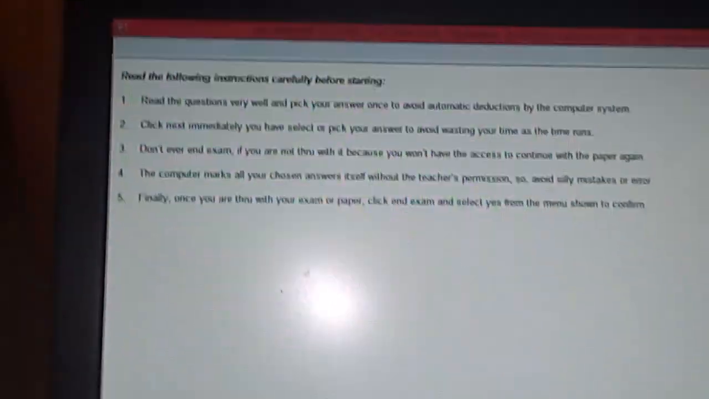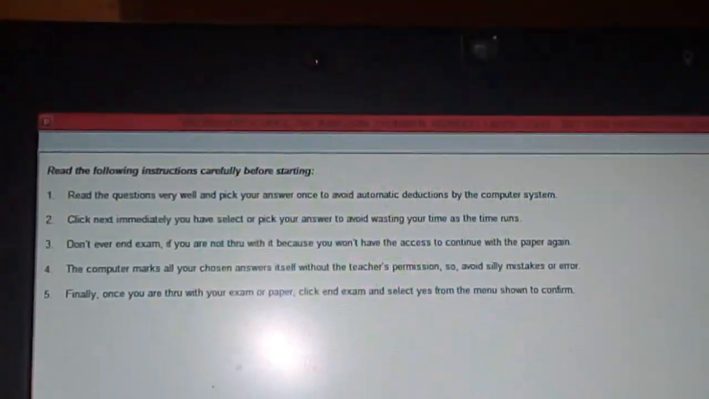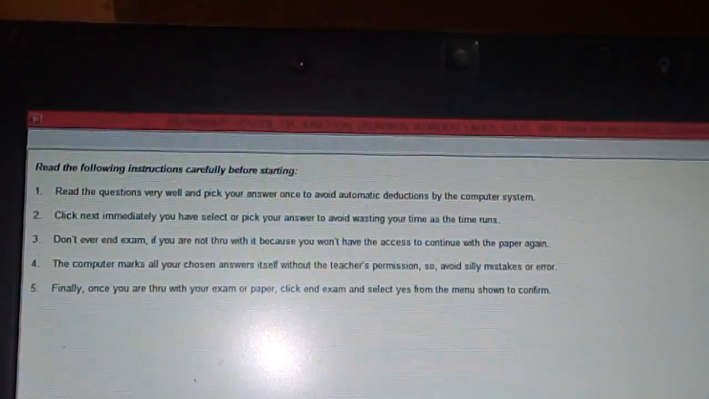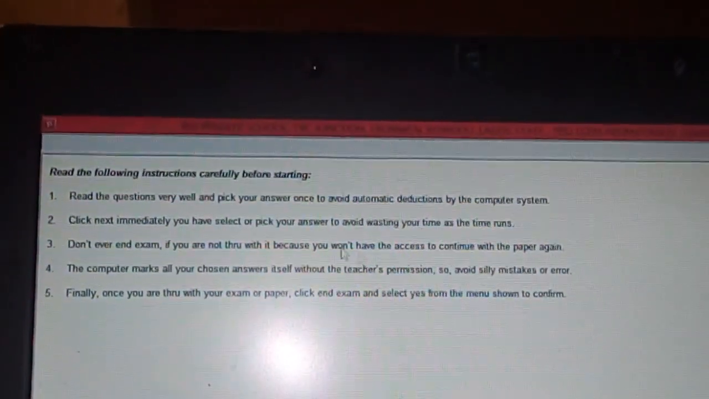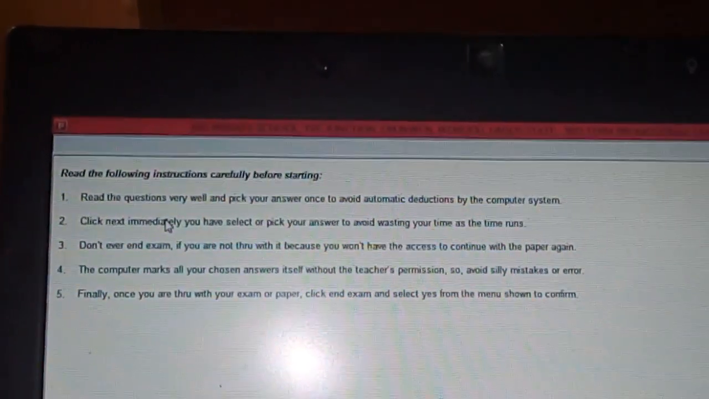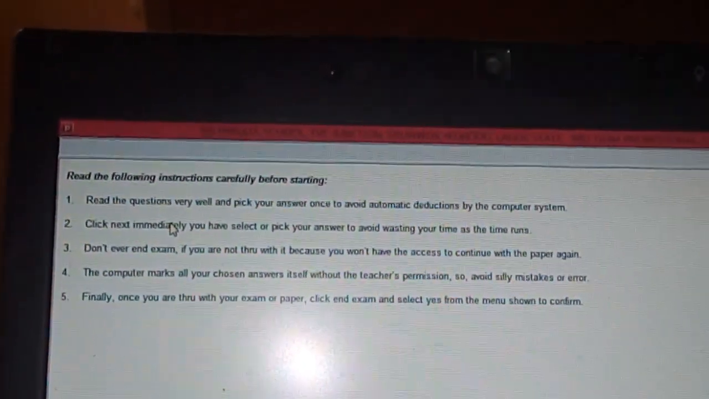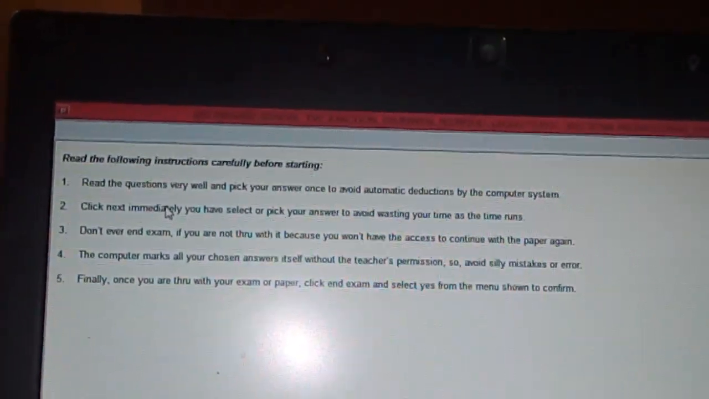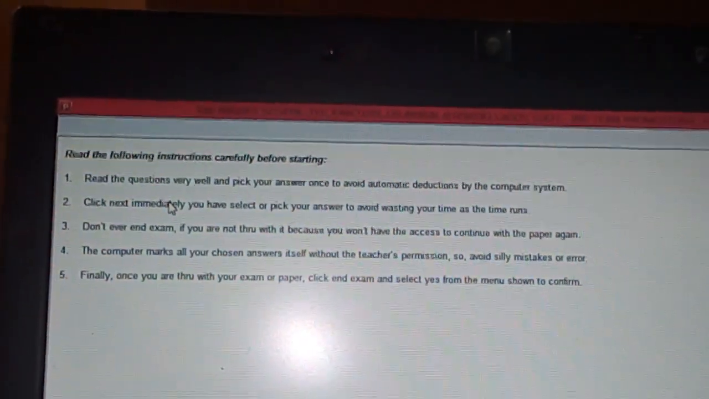Now the very first thing you're going to see before you get to the exam is instructions, depending on the person that set the exams. I made the instructions so that the pupils or students can easily read through before they start the exam. You can see: read the questions very well and pick your answer once to avoid automatic deductions by the computer system. So it depends on the instruction you want to give to them. You put the instructions here. Then the next thing is you come down here, scroll down, and click on begin.